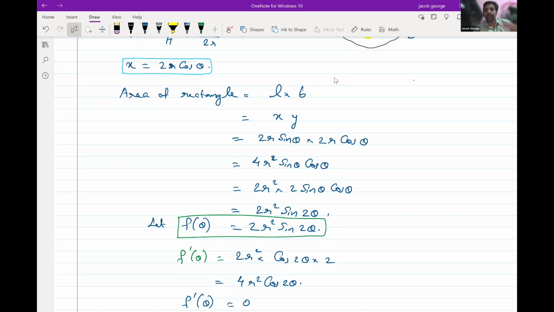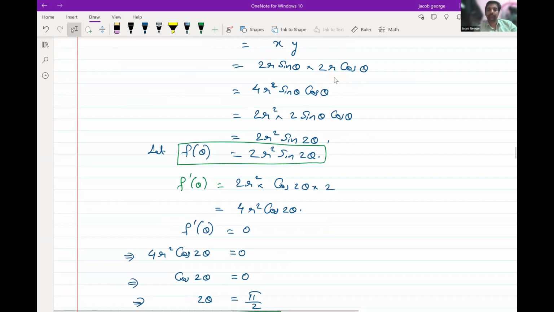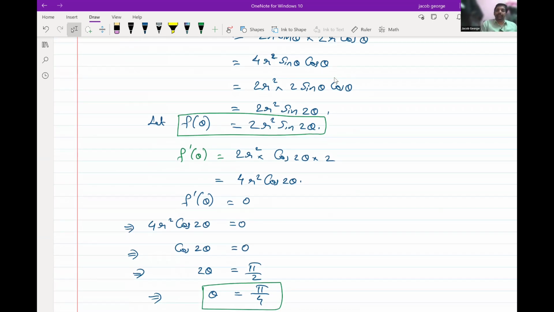Now we write f dash theta is equal to 0, which means 4r square cos 2 theta is equal to 0, which means cos 2 theta is equal to 0. That is 2 theta is equal to pi by 2, or theta is equal to pi by 4. Is it clear? This is the critical point. So we found the first derivative, equated it to 0 and found the critical point.